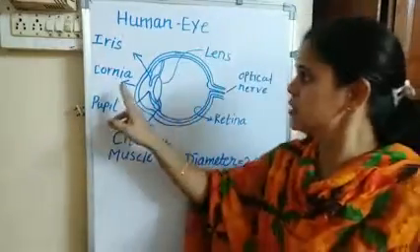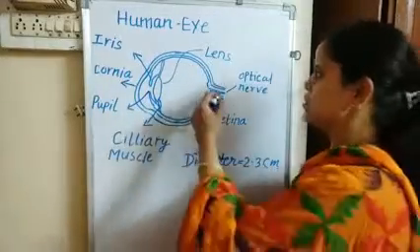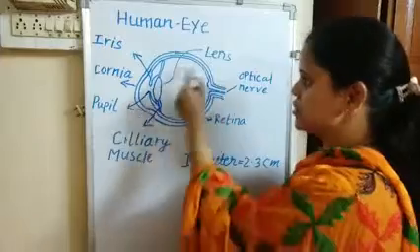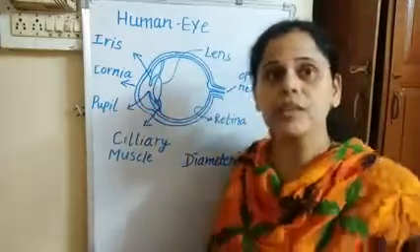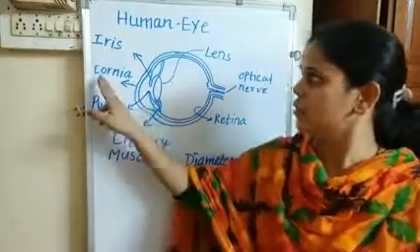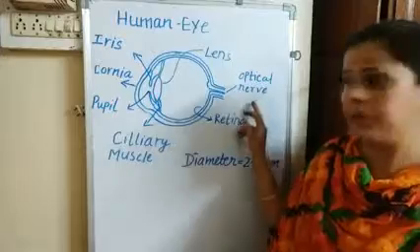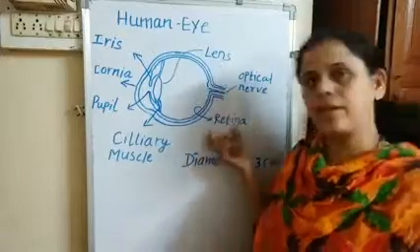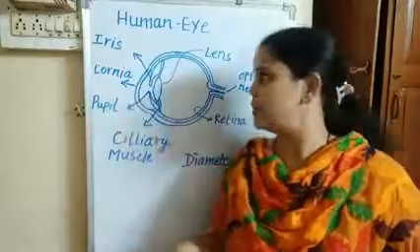So first, this is a diagram of the human eye. This is a very simple diagram. Just draw the spherical shape, then in this way you can draw. First I will explain all the parts one by one: cornea, iris, pupil, then ciliary muscle, optical nerve, then lens, then retina. Okay, I will explain the working of these parts one by one.